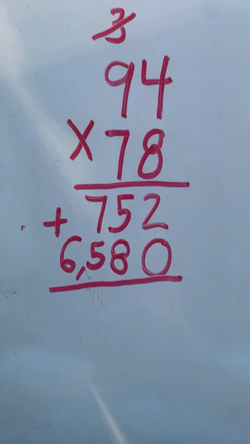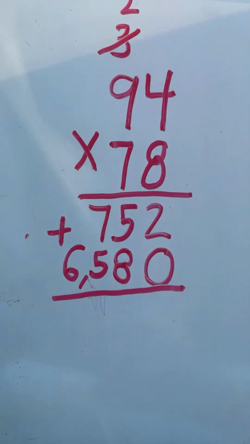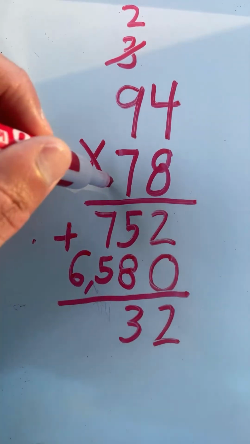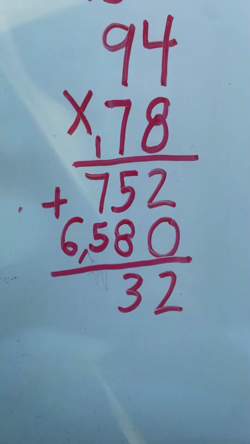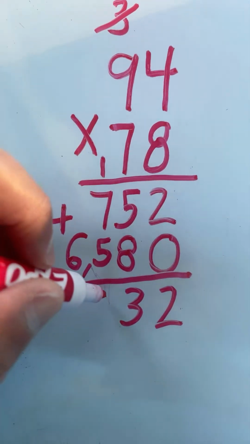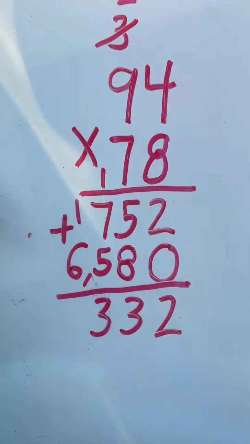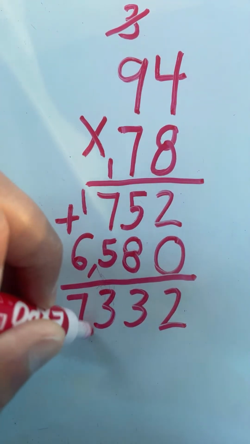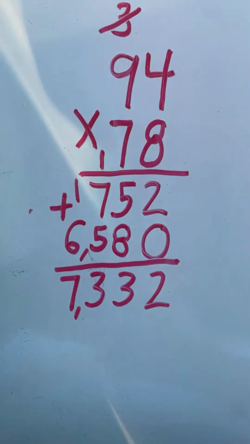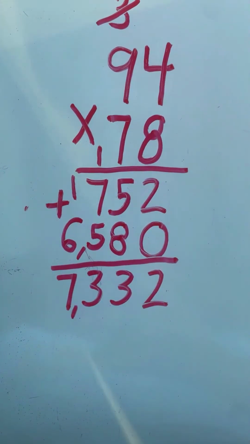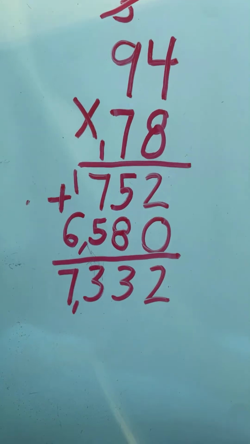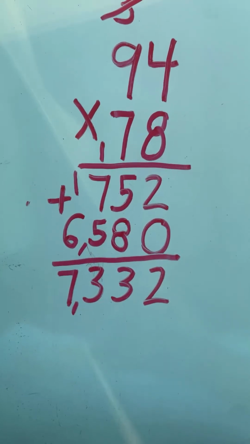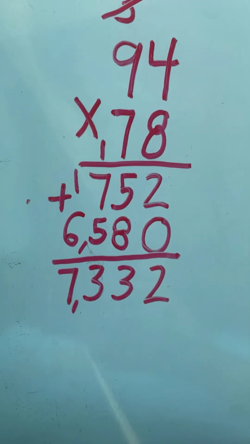Now to get our final answer, we have to add both these numbers together. 2 plus 0 equals 2. 5 plus 8 equals 13. 3, carry the 1. 7 plus 5 equals 12. Plus 1 equals 13. 3, carry the 1. 1 plus 6 equals 7. And we have our final answer. 94 times 78 equals 7,332.